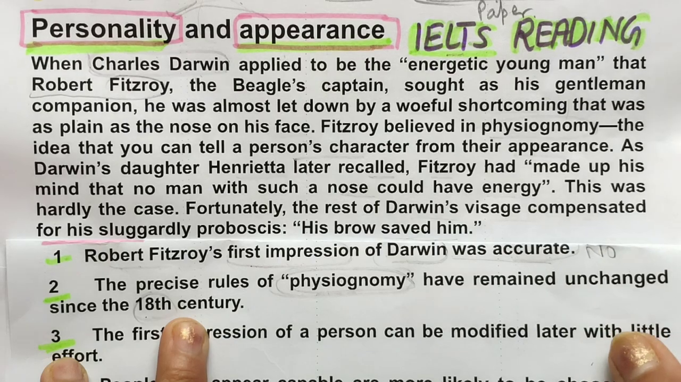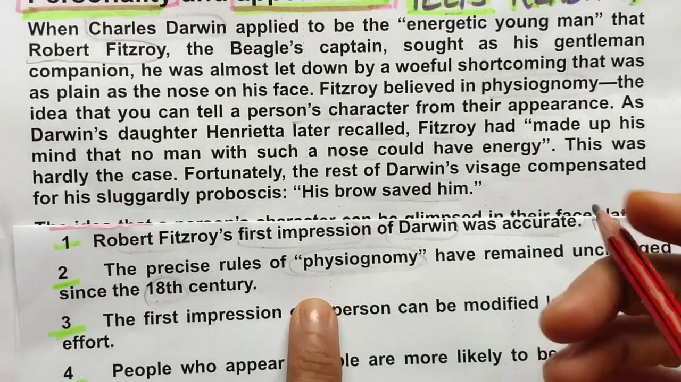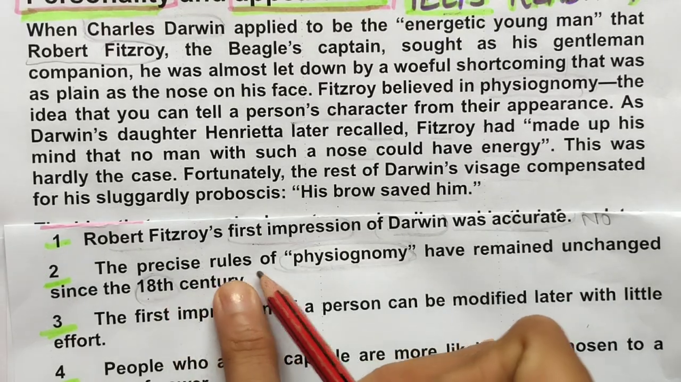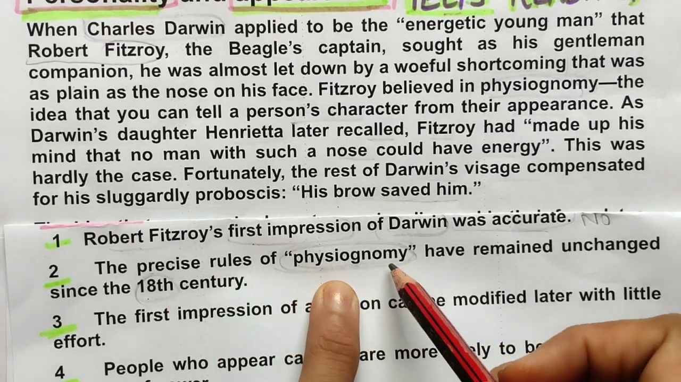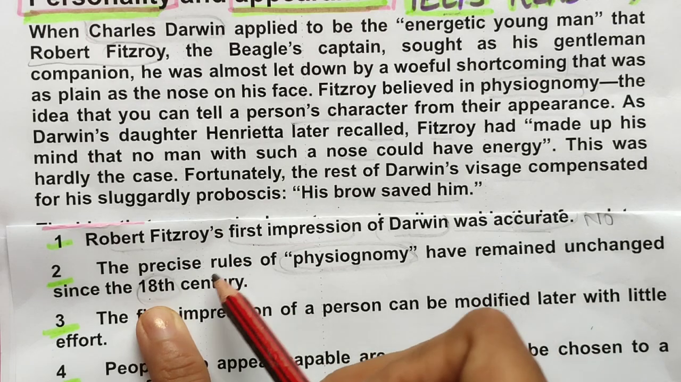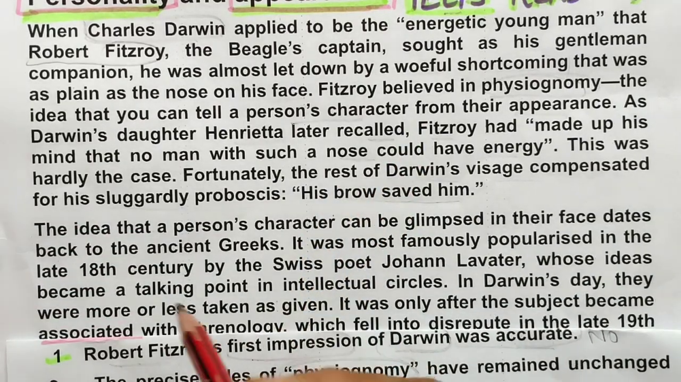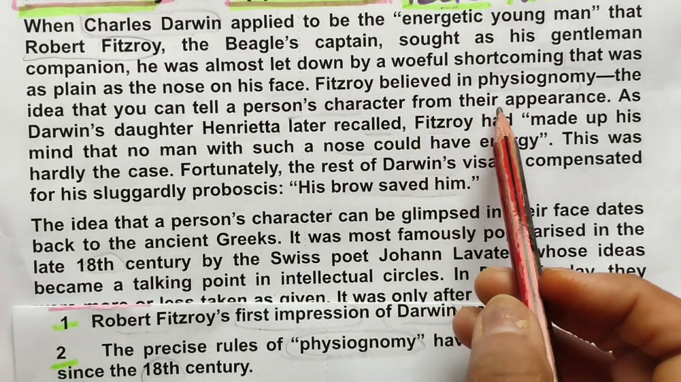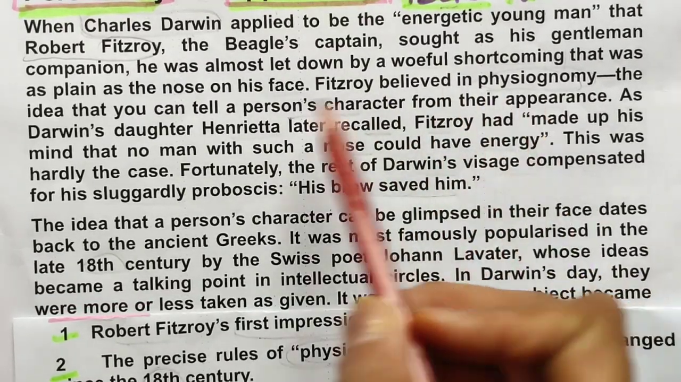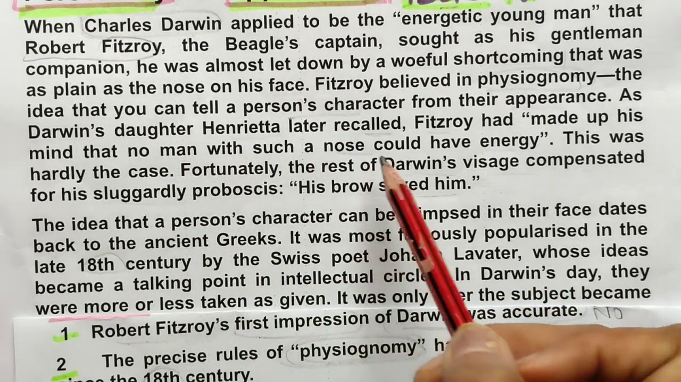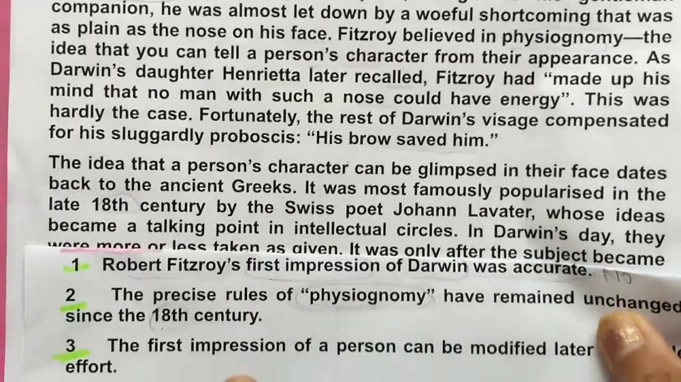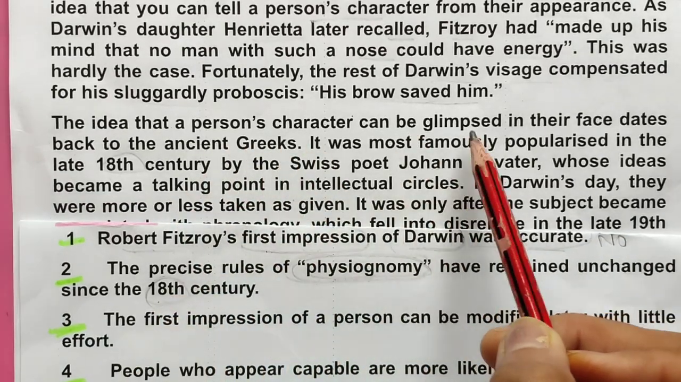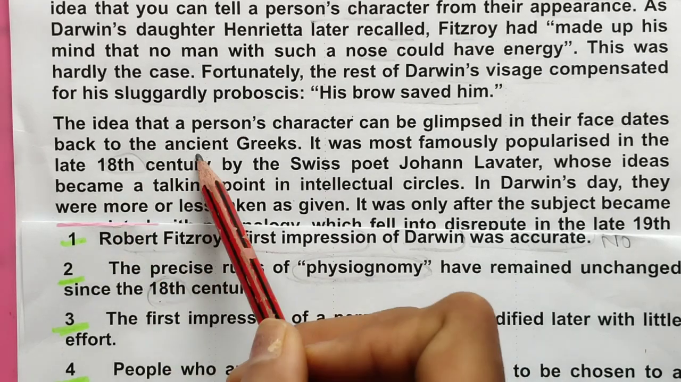Okay, second one. 18th century we have to find, and it is here. The precise rules of physiognomy have remained unchanged since the 18th century. I can see 18th century over here, but here they are talking about believing in the idea that you can tell a person's character, which we have read. But they are talking about the 18th century, precise rules of this having remained unchanged. Okay, the idea that a person's character can be glimpsed in their face dates back to the ancient Greeks.